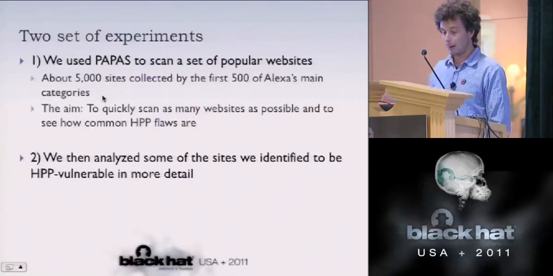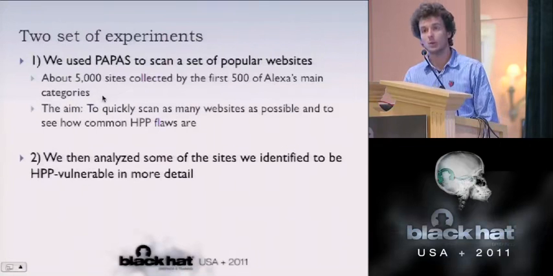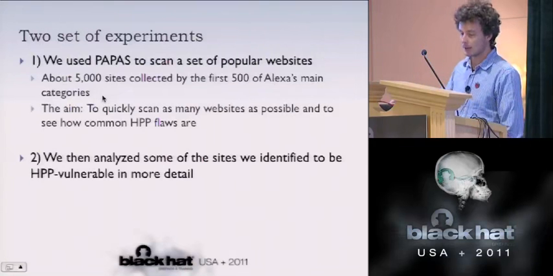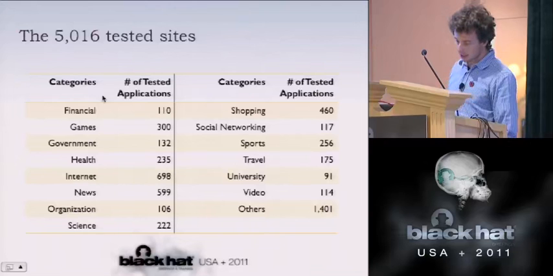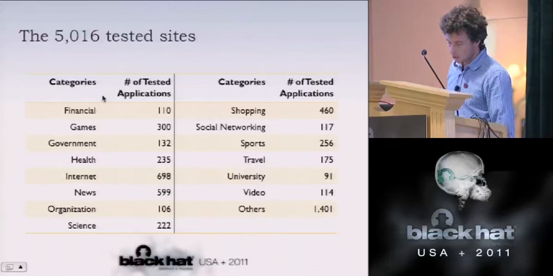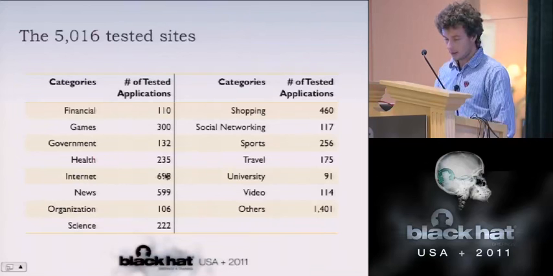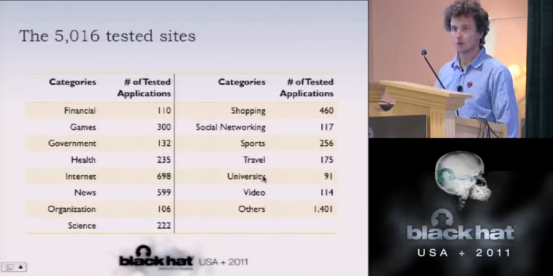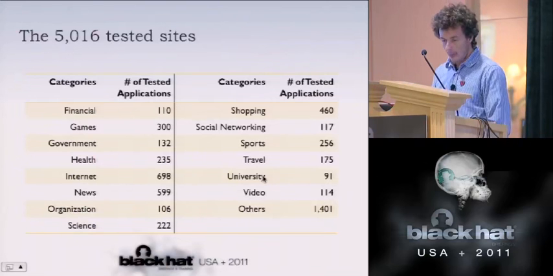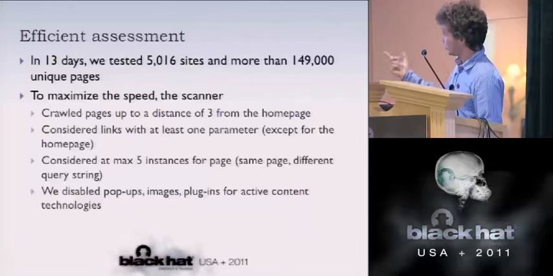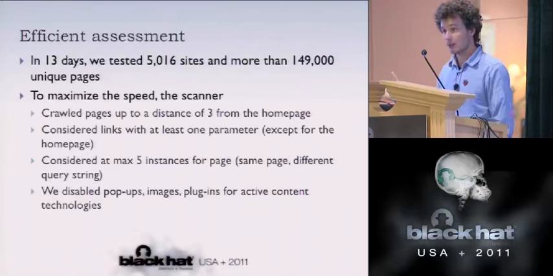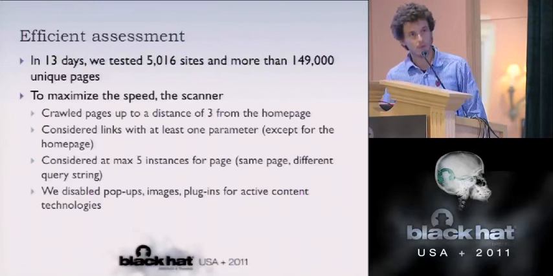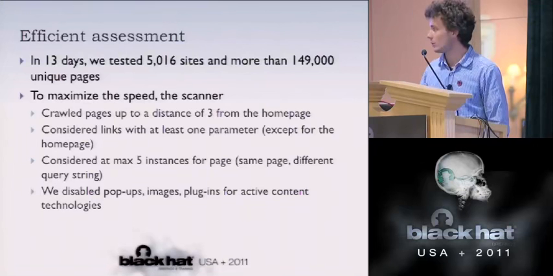So we used Papas to scan about 5,000 sites that we collected from the first 500 Alexa categories. We tested more than 1,000 financial sites, about 200 health sites, news organizations, and so on. So the first part was to test these web applications, and we did it in 13 days. In total we tested about 5,016 different sites, which means about 150,000 unique pages.